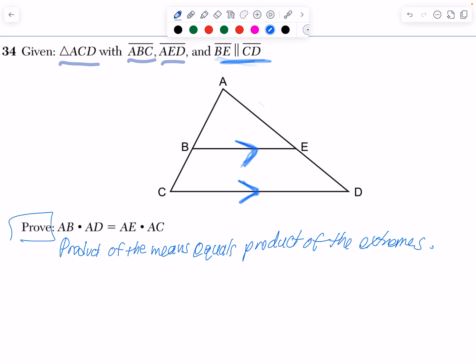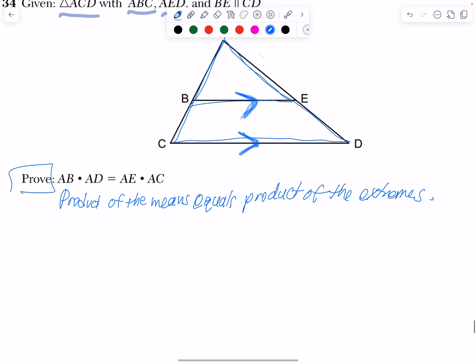So what we have to do is first prove that these two triangles, the small one right here and the big one right here, are similar, and then we set up a proportion, and then we can write that final statement. All right, so that's the plan. So let's start with statements and reasons.